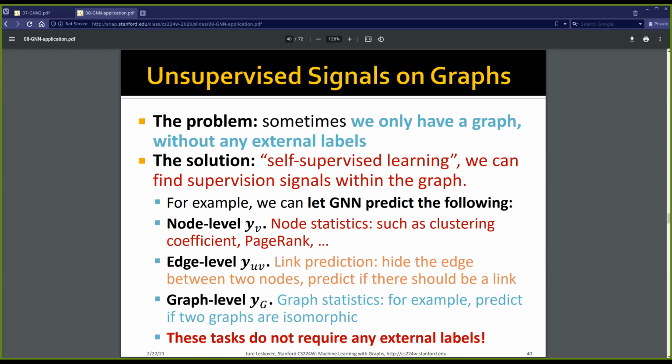So what you do, for example, at node level, you can try to predict using the GNN node statistics, so clustering coefficient, page rank, the node degree, for example. In edge level tasks, you do just link prediction, and this is something that will be considered in a second. And for graph level tasks, it's basically the same as in node levels. So for example, you can predict if two graphs are isomorphic.